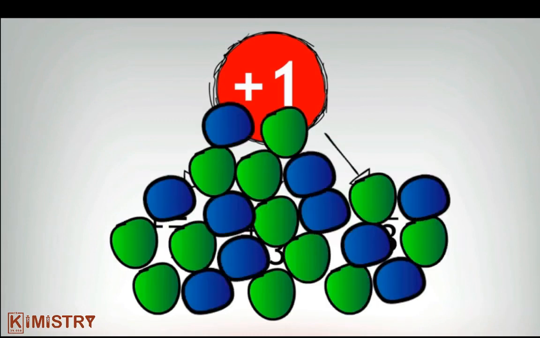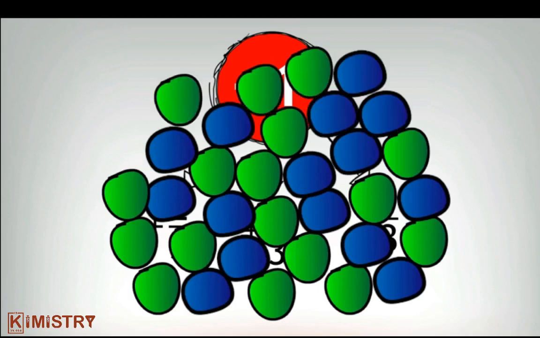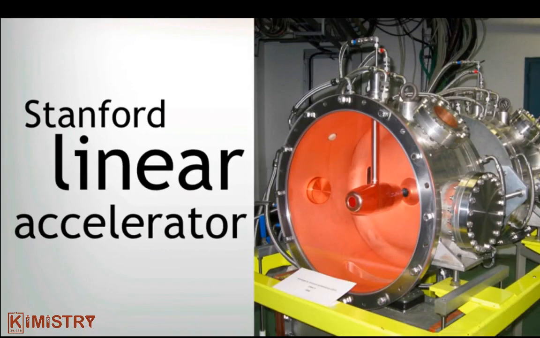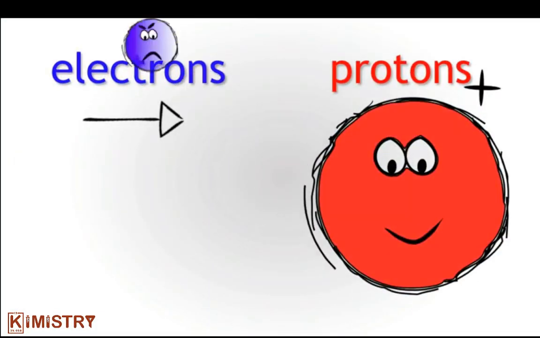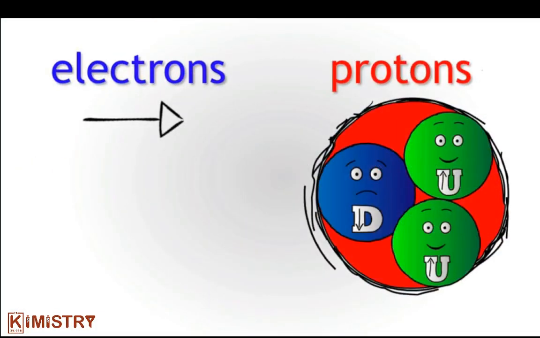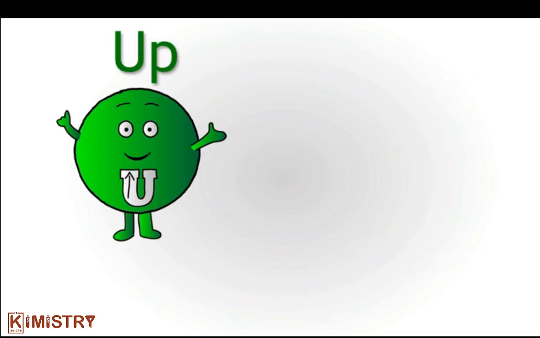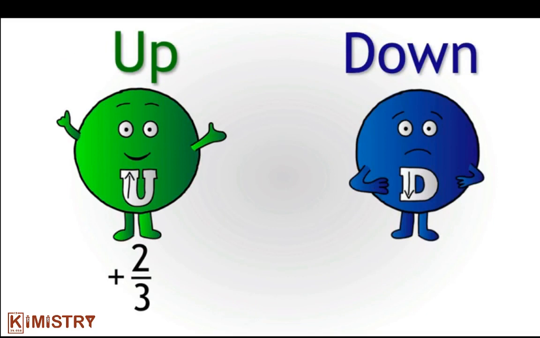Quarks are the fundamental building blocks of all particles that we know of. At the Stanford Linear Accelerator, electrons were fired at protons and found to bounce off of tiny particles inside them. It had taken 4 years, but this was the first evidence for the existence of quarks. At the time, there were 2 basic quarks, the up quark, which has a charge of plus 2/3 of the charge of an electron, and the down quark, which has a charge of minus 1/3.